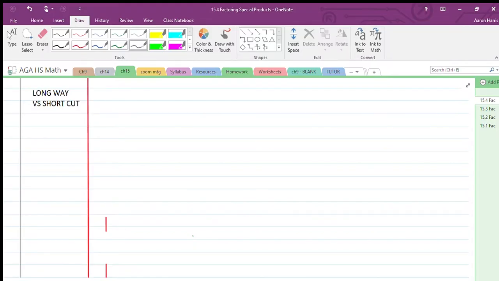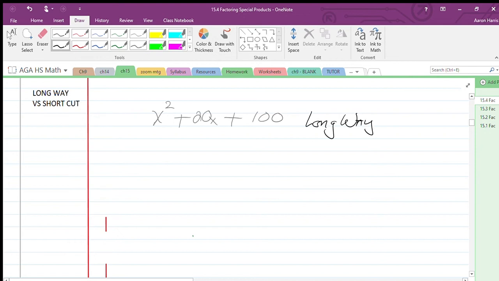Long way versus the shortcut. Now, I know I said that the other way was fast. Well, let's prove that. Let's give us something simple. Let's say x squared plus 20x plus 100. Let's do it the long way, which there's nothing wrong with the long way if you always get the right answer, correct?